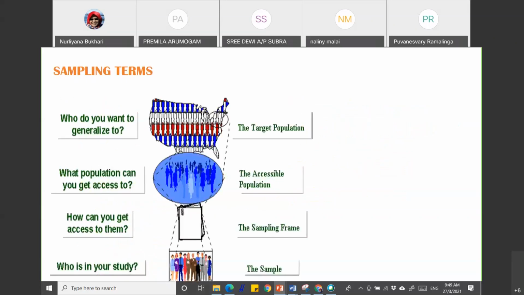Okay, so for sampling, we start with the population. The population can be the whole country, or a state, or a district, depending on who you want to generalize to. It can also be a certain school or institution. For example, if your population is the university staff at UUM, or students at UUM only, those are the population. Within that, you want to sample. Then you want to see who's accessible.